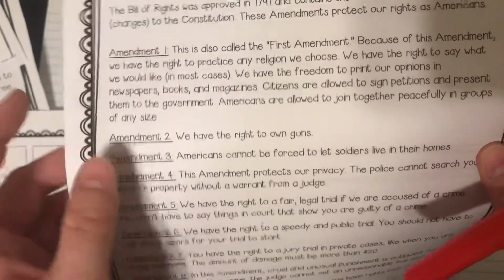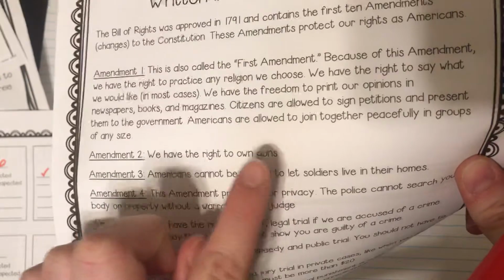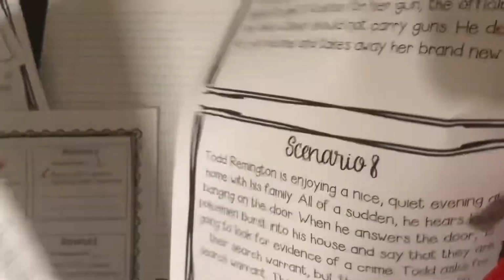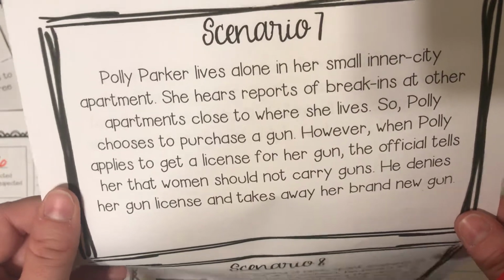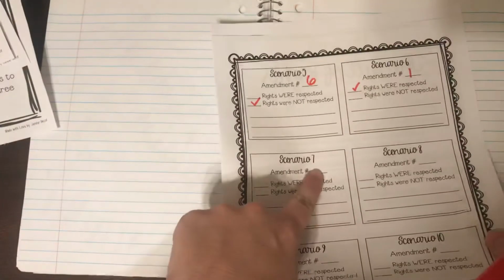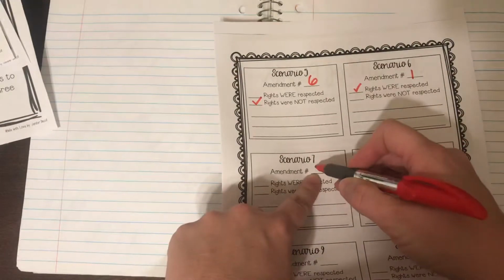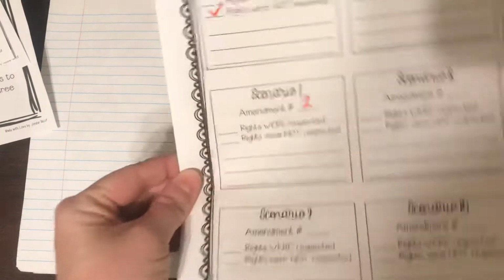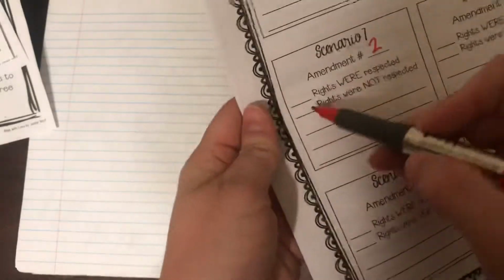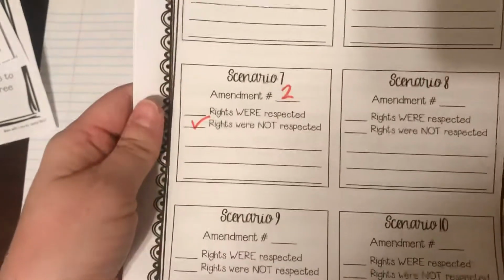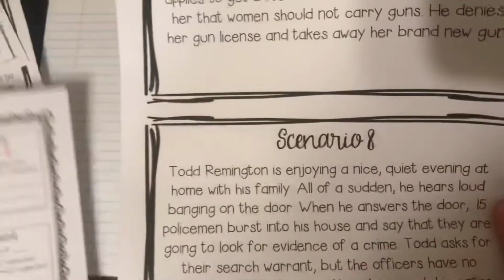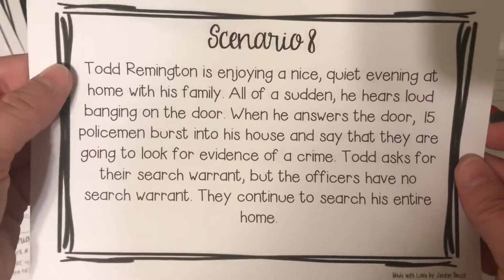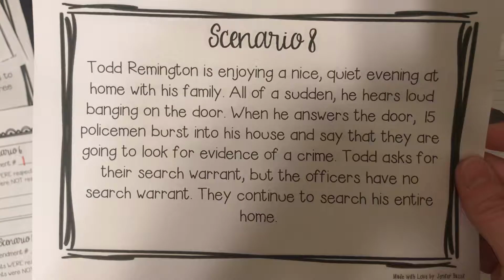It says Amendment 2, we have the right to own guns. We, anybody. It doesn't matter who it is. So in this situation, is she allowed to have this gun? No. But is her right respected? No. And according to Amendment number 2, is her right respected here? No. She should be able to own whatever she likes, according to the law. We're on 8 now.